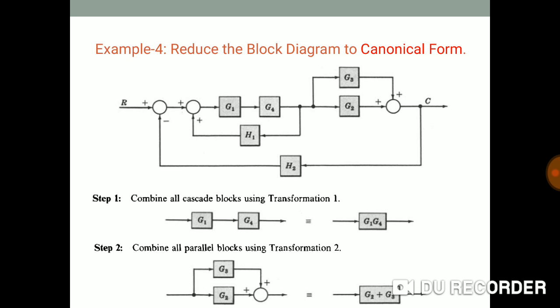The second step is to combine all parallel blocks using transformation rule number 2. Here two blocks are in parallel, that is, G2 and G3 are in parallel. We have to take the algebraic sum of them. For both there is a plus sign, therefore G2 plus G3 is there.